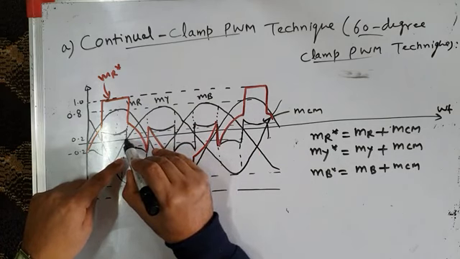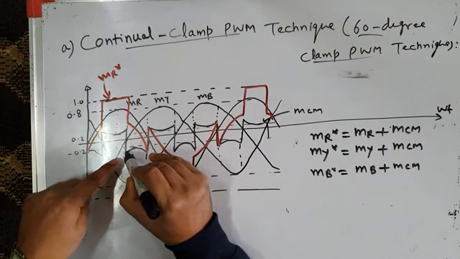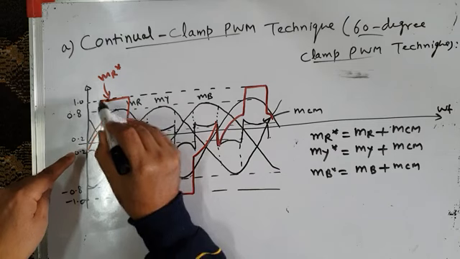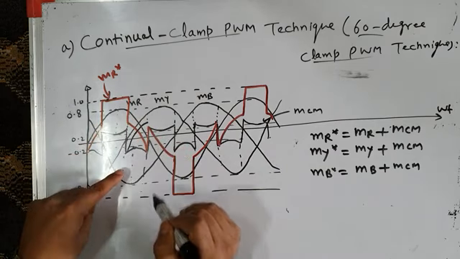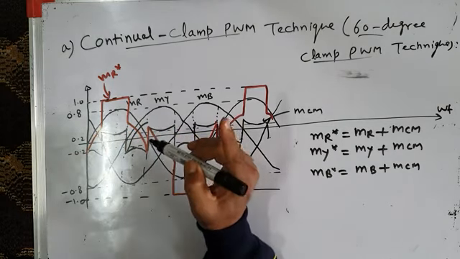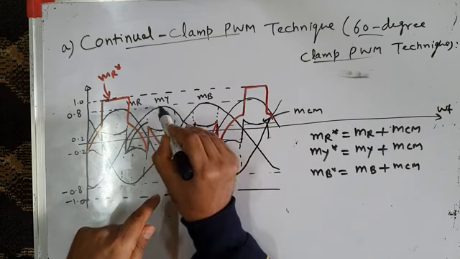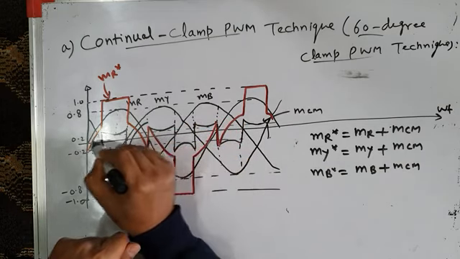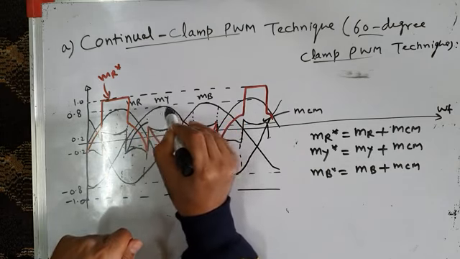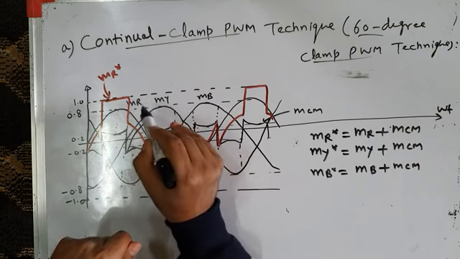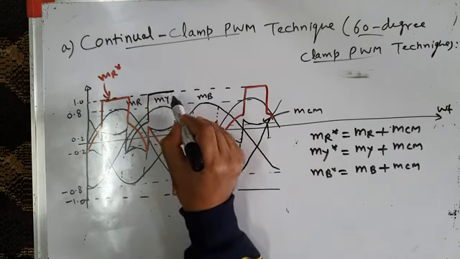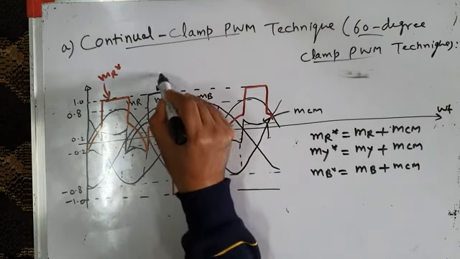So here MY is 0, MCM is minus 0.25, so it will start from here, and then it will rise like this. It will follow the same pattern as MR star. After that you can see over this 60-degree interval, MY plus MCM is equal to 1. For example, at the peak of MY, what is MY? 0.8. And what is MCM? 0.2. 0.8 plus 0.2 is 1. Similarly, at all other points over this 60-degree interval, this wave plus this wave, that is MY plus MCM, will be equal to 1. So your Y phase will get clamped to positive DC bus like this. So this is your MY star.